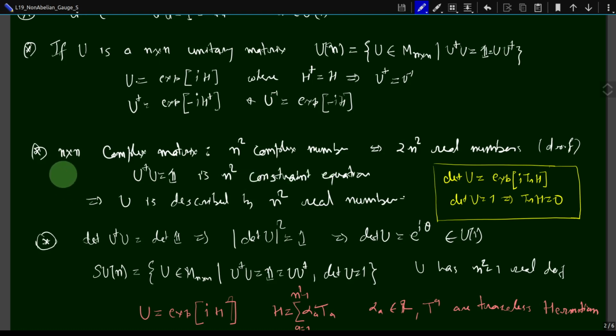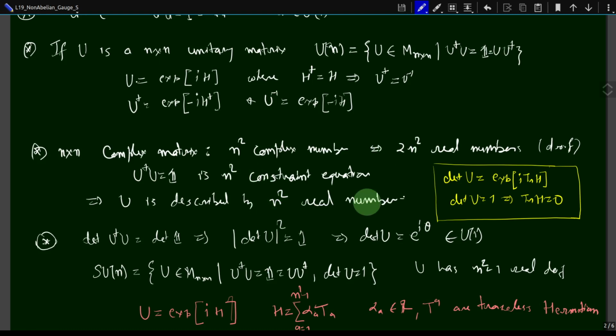Now let's do some counting of the variables that we need to describe such a matrix. An n cross n complex matrix has n square complex numbers, which gives me 2n square real numbers, that many degrees of freedom you can say. And U dagger U equal to identity is actually n square constraint equations, because it's an n cross n matrix on the right hand side and also on the left hand side. Element-wise they have to satisfy this constraint, and it happens that all of those constraints are independent of each other. So I have n square independent constraints. That gives me that U is described by 2n square minus n square, that is n square real numbers.